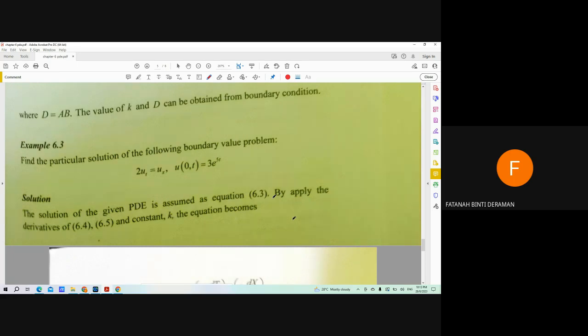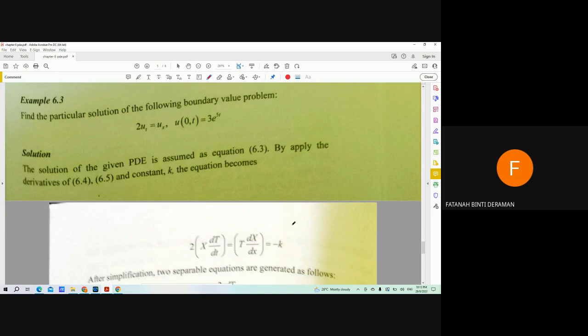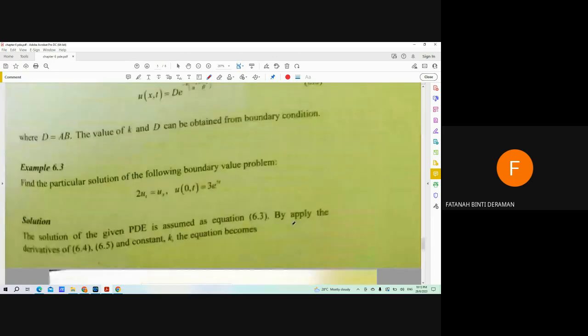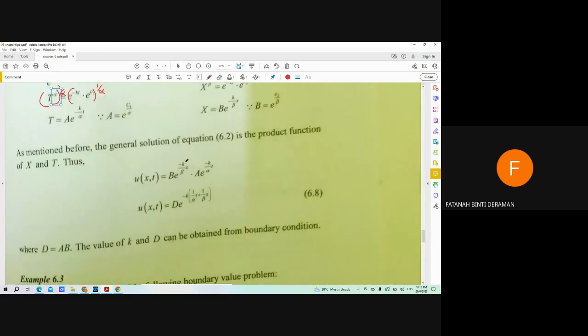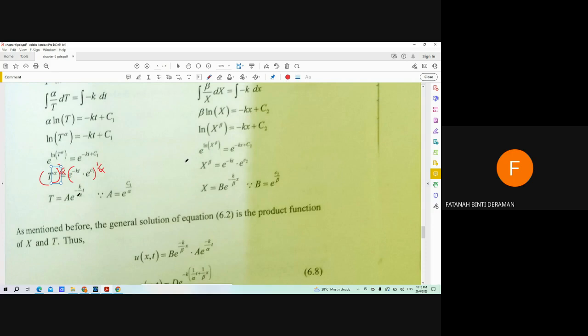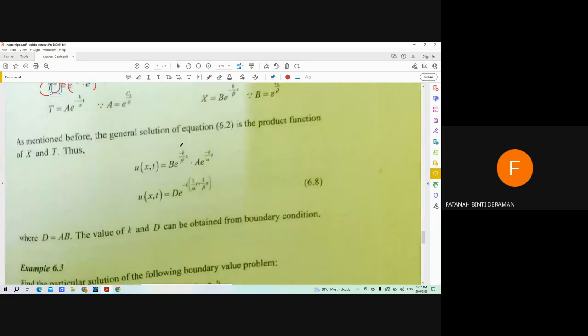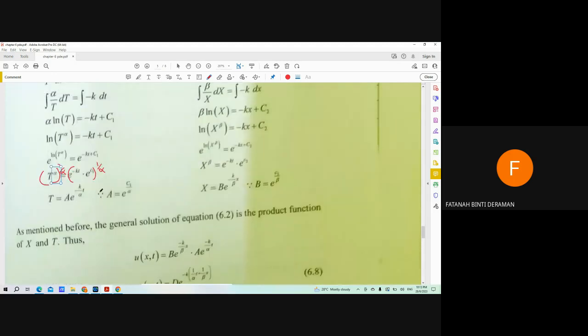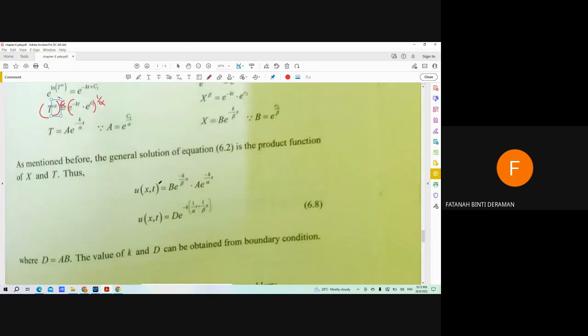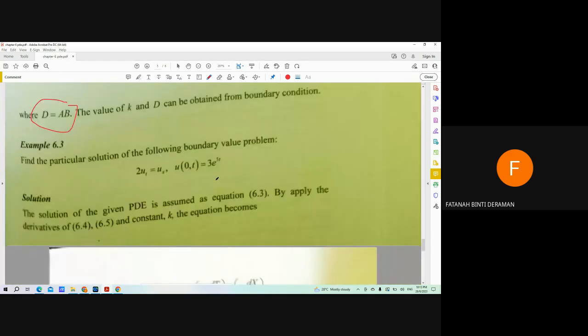We will have, you can see the general solution. Okay, here. So you can see here the T is like this, and then we will have, we combine so we know that D is equal, so that's why we can combine here as U as T. Once we combine, it becomes D here because D we define as A times B. Alright.